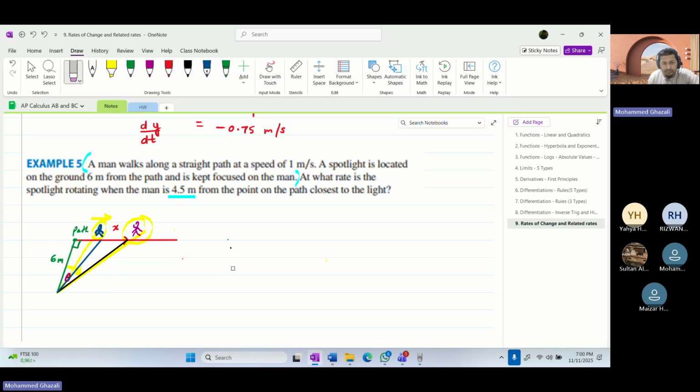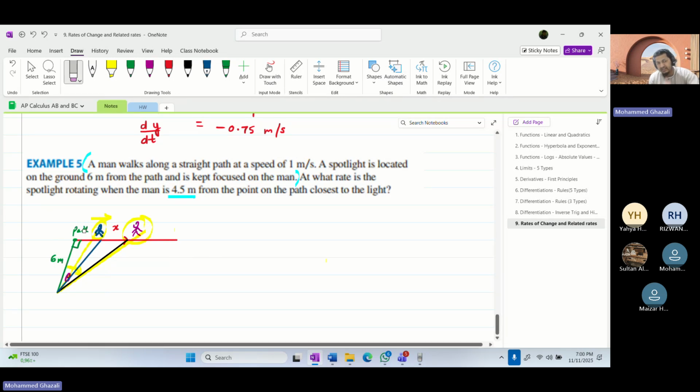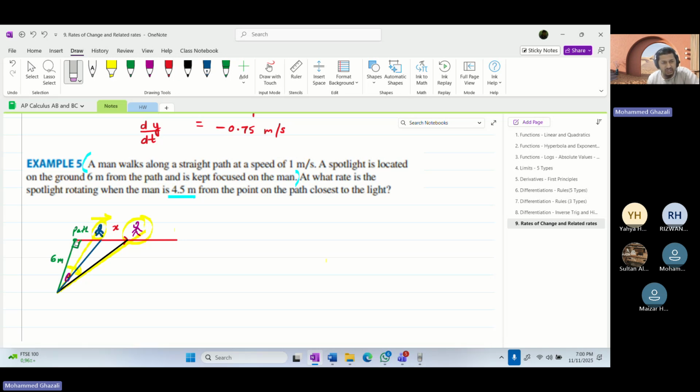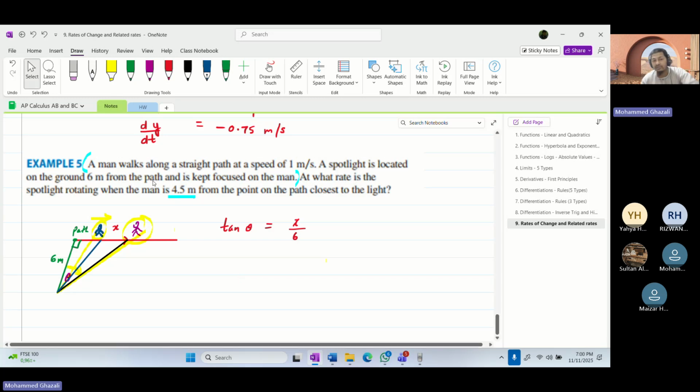Okay, so the path that the man is taking is x, right? And he's 6 meters away from the path initially. So that is 6 meters. So we got opposite and adjacent, right? So that's tan theta. What's tan theta equal to? x over 6. There's a right triangle here. There's theta angle, right? That's opposite. This is adjacent. x is a function of time and theta is a function of time. So the first part of the statement is modeled by this equation.